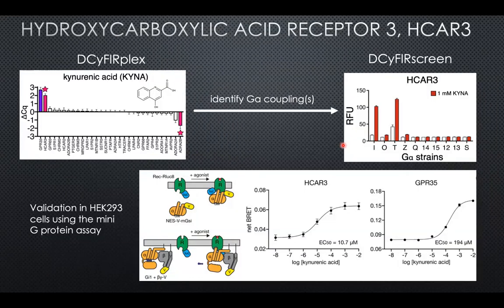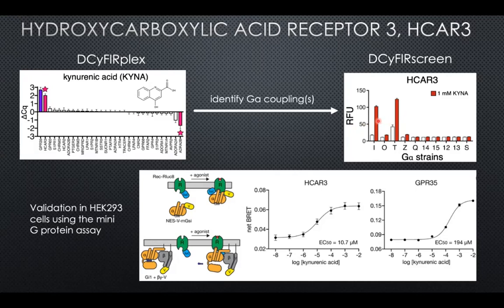So we screened the plex against this tryptophan metabolite, kynurenic acid, which is very important for inflammation. It was a known agonist for GPR35, but we found that it was also an agonist for HCAR3. It also turns out to be an inverse agonist for ADRA2B, an adrenergic receptor, but I'm not going to talk about that today. So what we did was we identified that this kynurenic acid HCAR3 interaction is coupled through Gi.